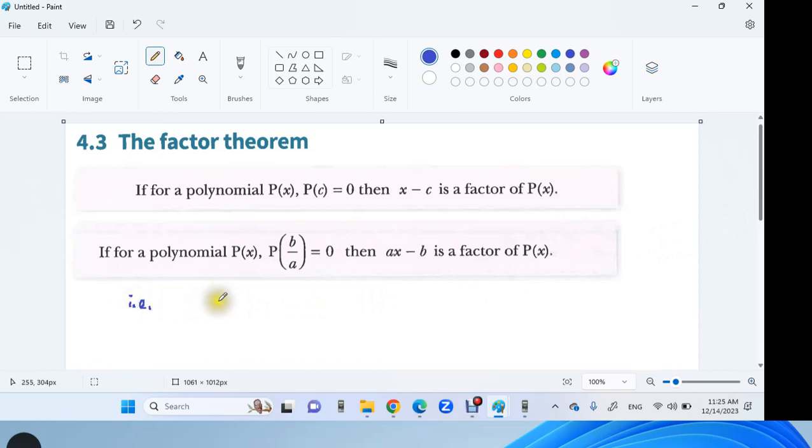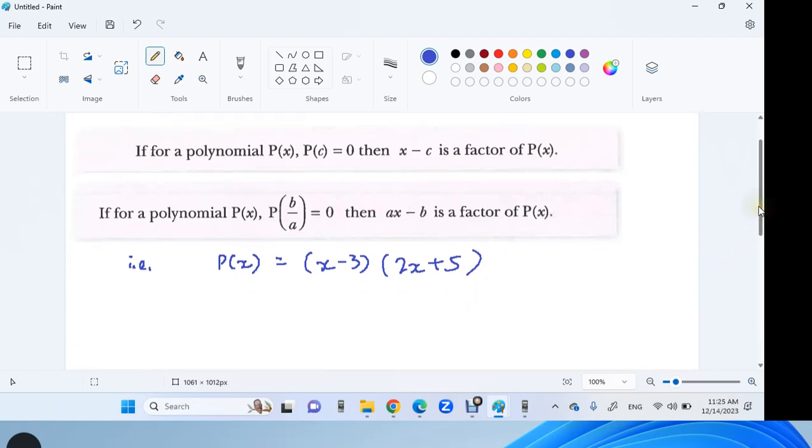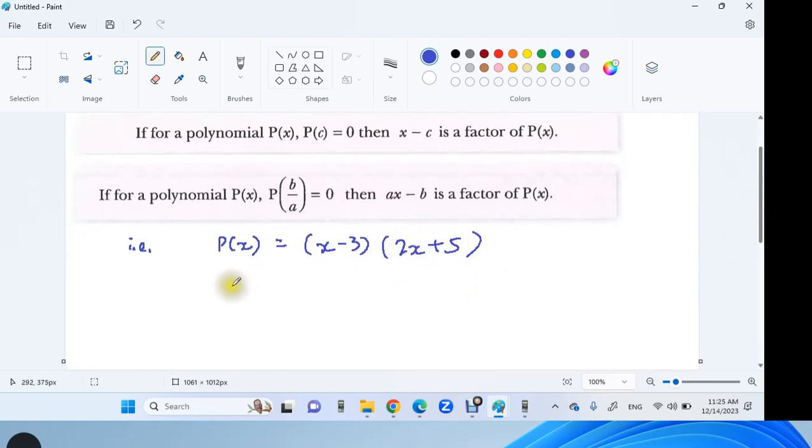If we have a polynomial p(x) that is (x minus 3)(2x plus 5), this is a quadratic, power 2, so it is also a polynomial. For this one, what is the root? We have x minus 3 equal to 0, then x equals 3. Then 2x plus 5 equal to 0, then x equals negative 5 over 2.